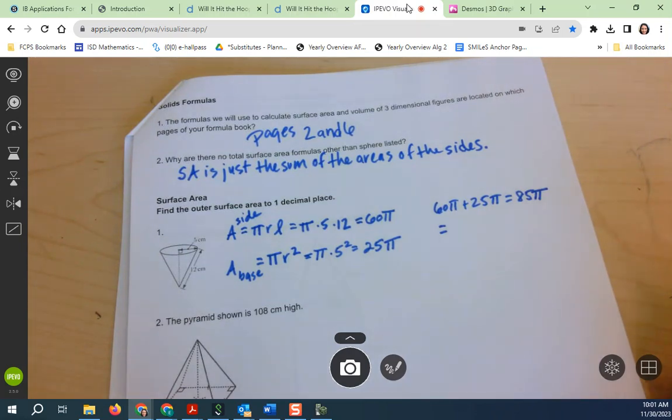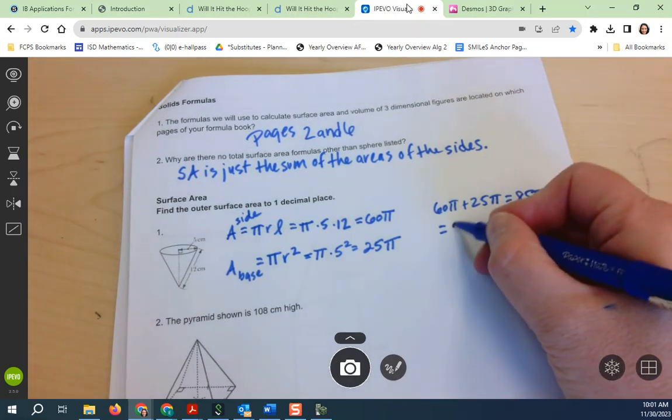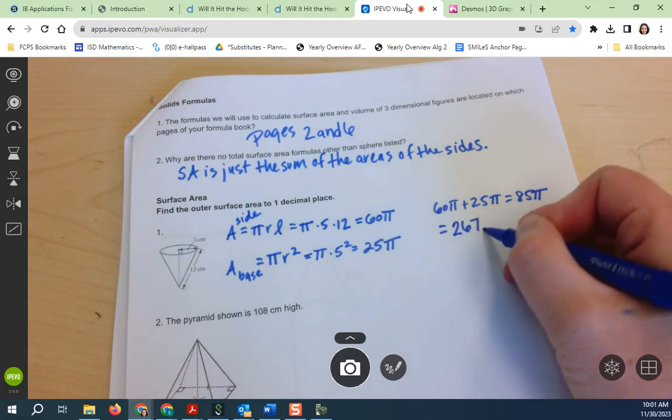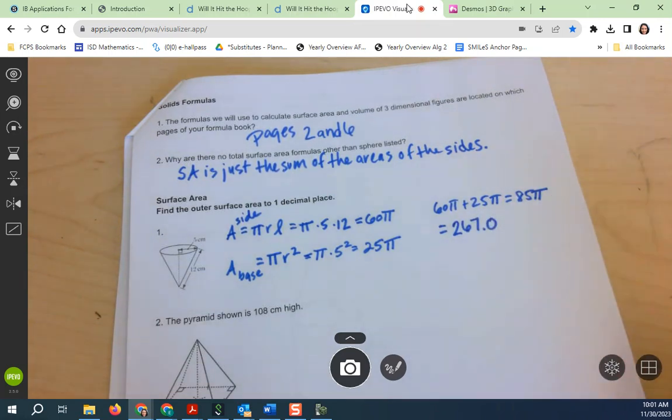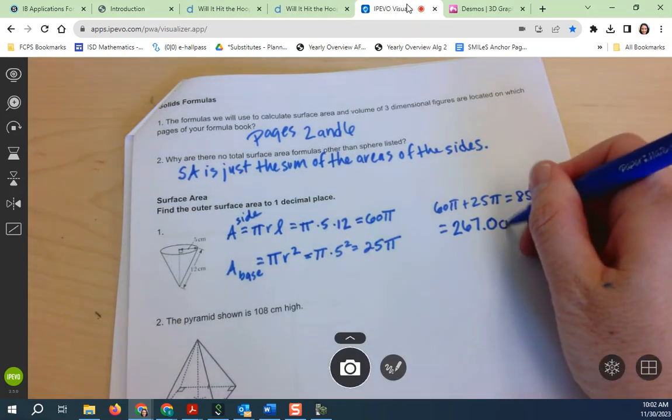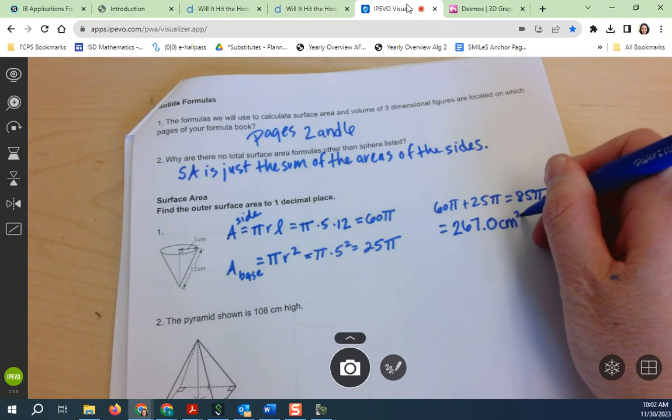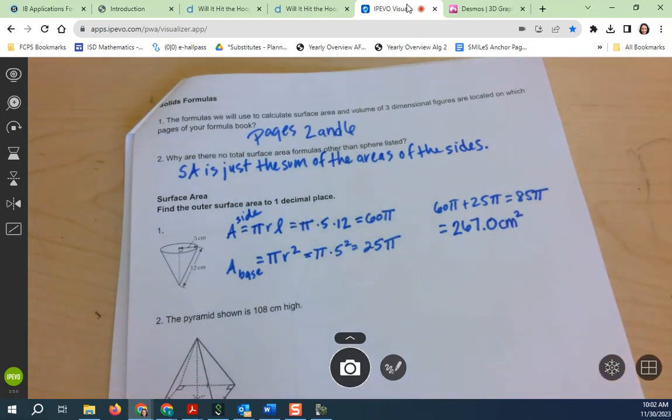Did you guys get 267.0? Okay. What's my unit? Is it centimeters squared or centimeters cubed if I'm doing surface area? Squared, yep. Just think about the squares on the floor, right? Those squares are covering the surface area of the floor.